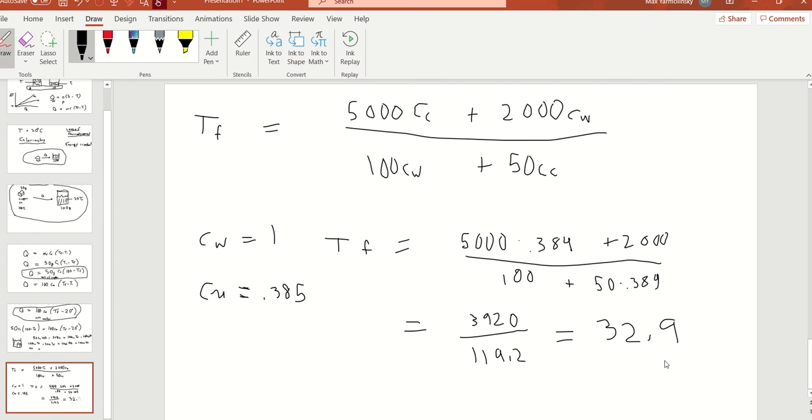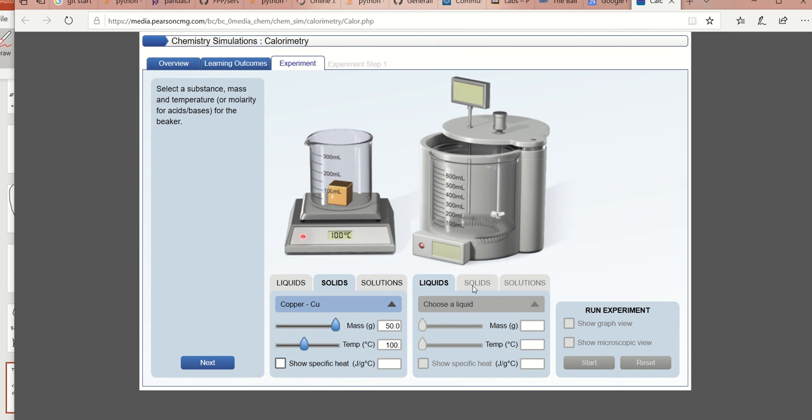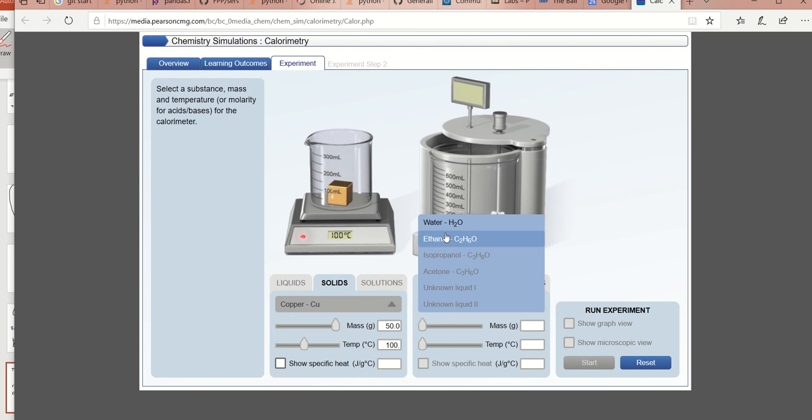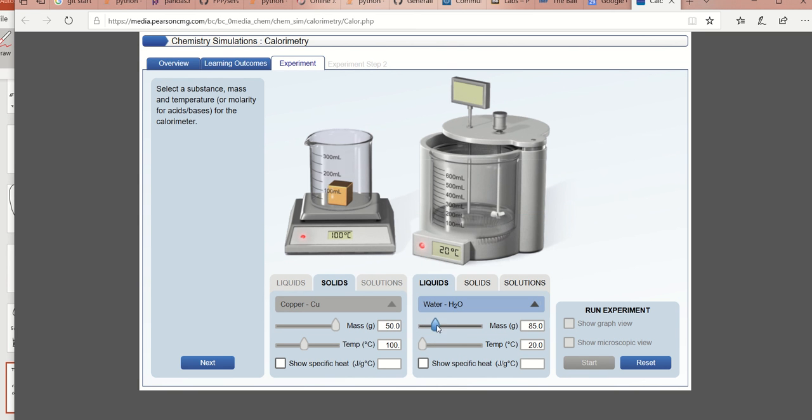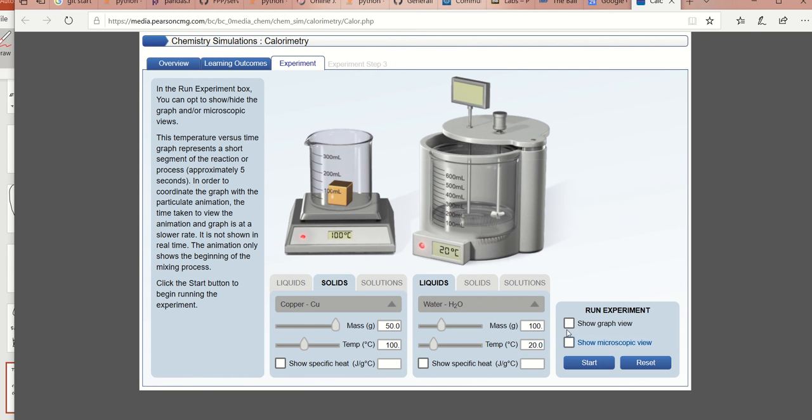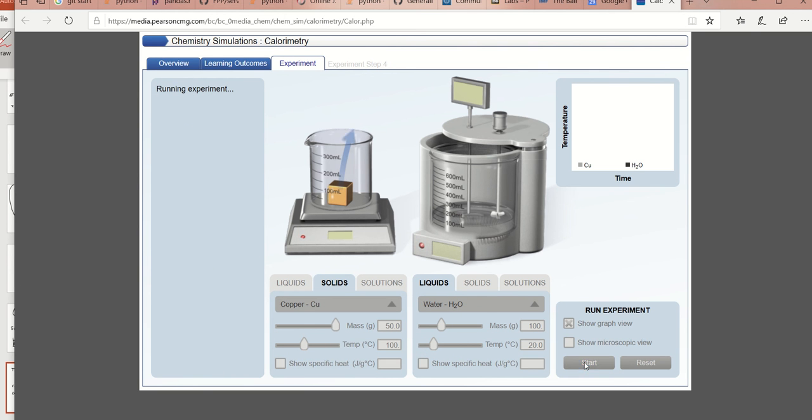So now let's run the simulation and see what happens. We're going to choose 100 grams of water. Click Next. Initial temperature will be 20 degrees. Click Next. We'll show graph view. We'll run the experiment.